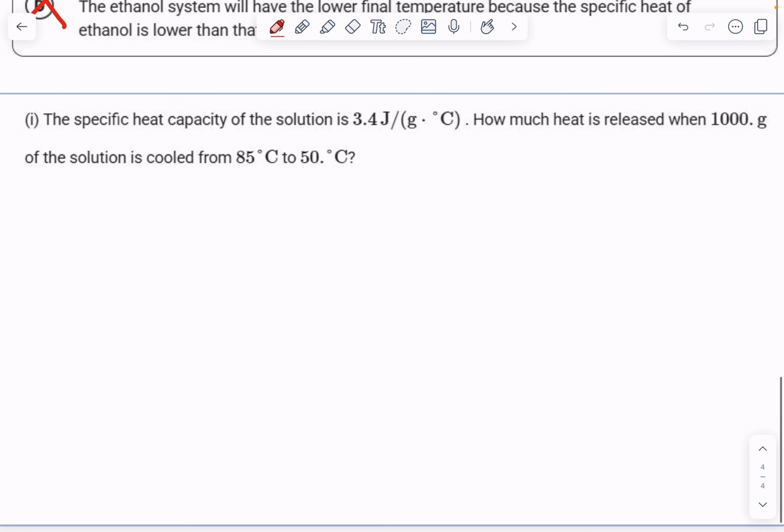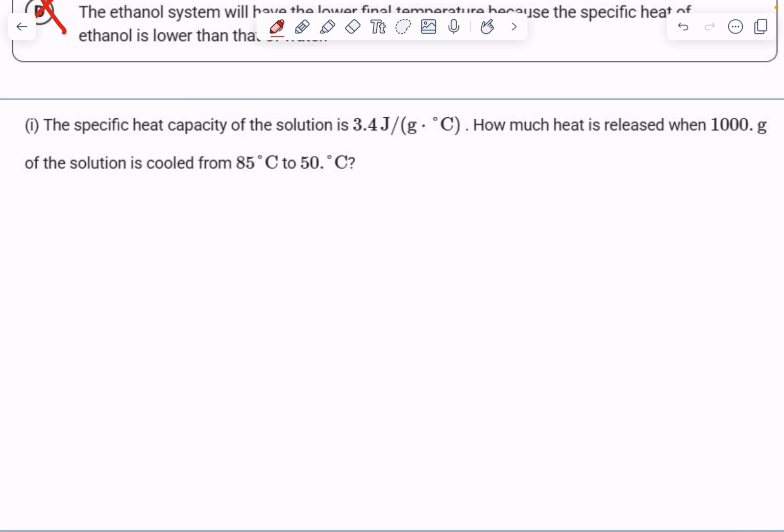Okay, this is just a short answer question. We're going to be solving for heat. The specific heat capacity of the solution is 3.4 joules per gram degree Celsius. How much heat is released when 1,000 grams of the solution is cooled from 85 to 50 degrees Celsius? We need the equation Q equals M times C times delta T. Q is for heat, M is for mass, C is for heat capacity, and delta T is the temperature change.